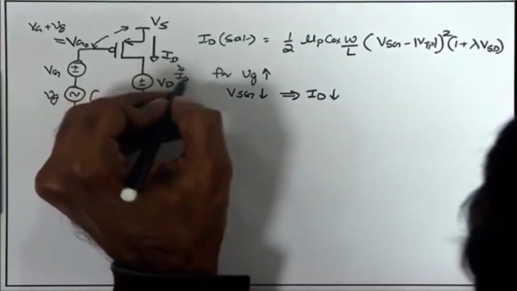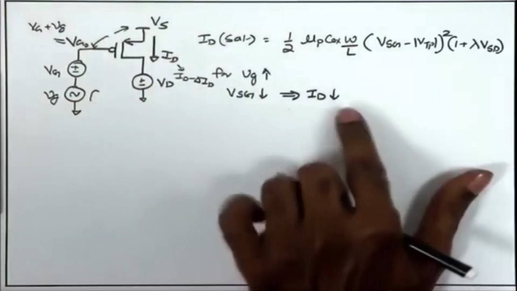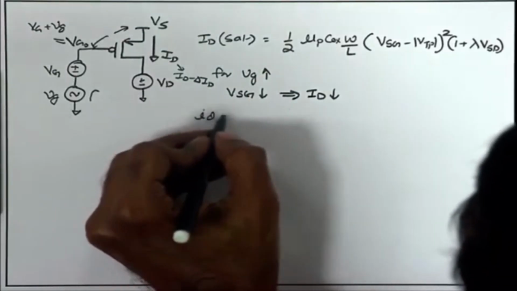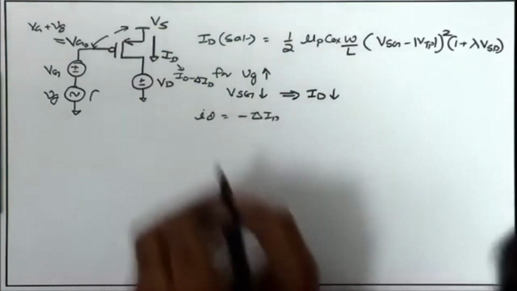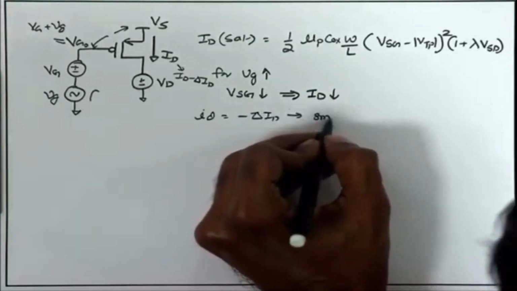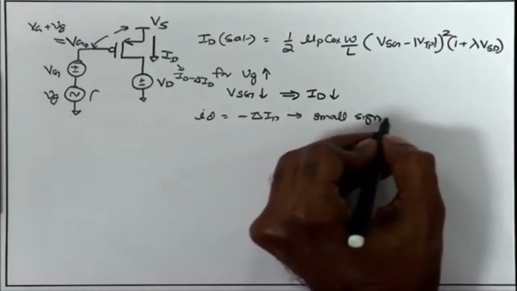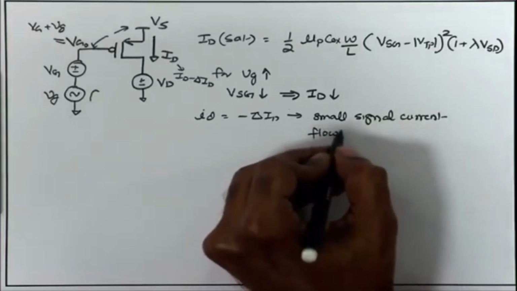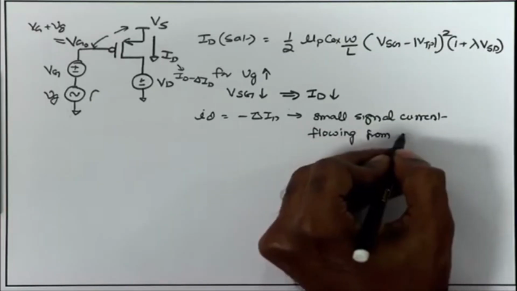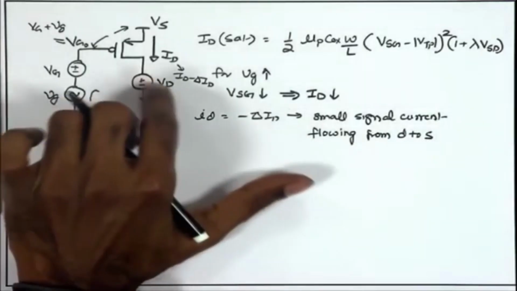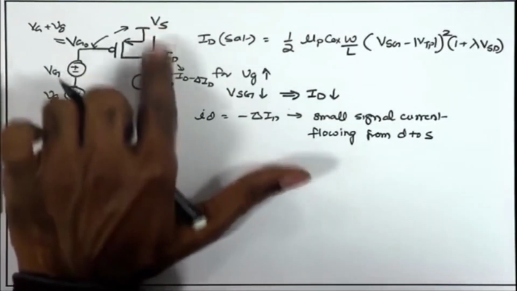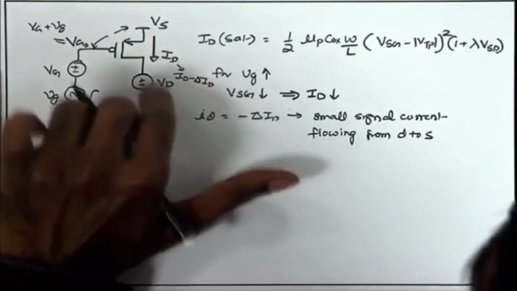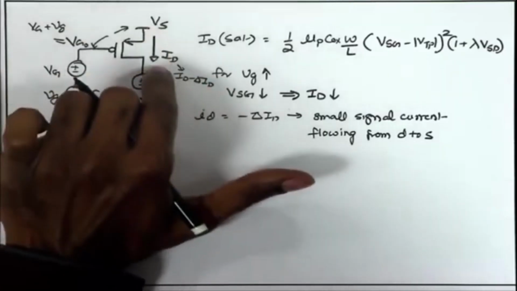This goes to Id minus delta Id whenever we are increasing the Vg. So, if I define the small Id as minus delta Id, that is the small signal current flowing from drain to source, then that quantity is positive, right. The DC current is reducing, but the small Id, if I define it as minus delta Id flowing from drain to source, is increasing.